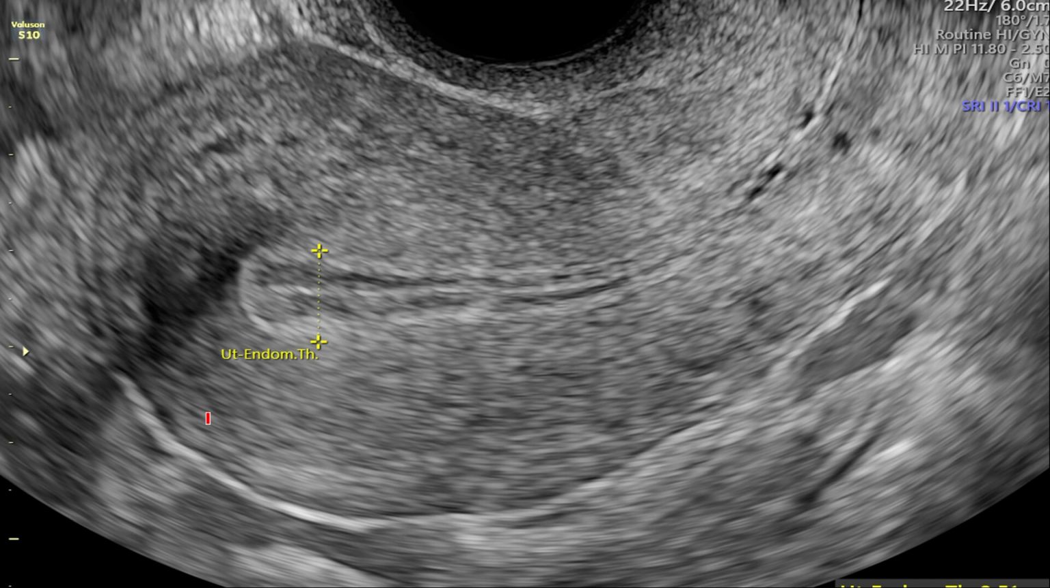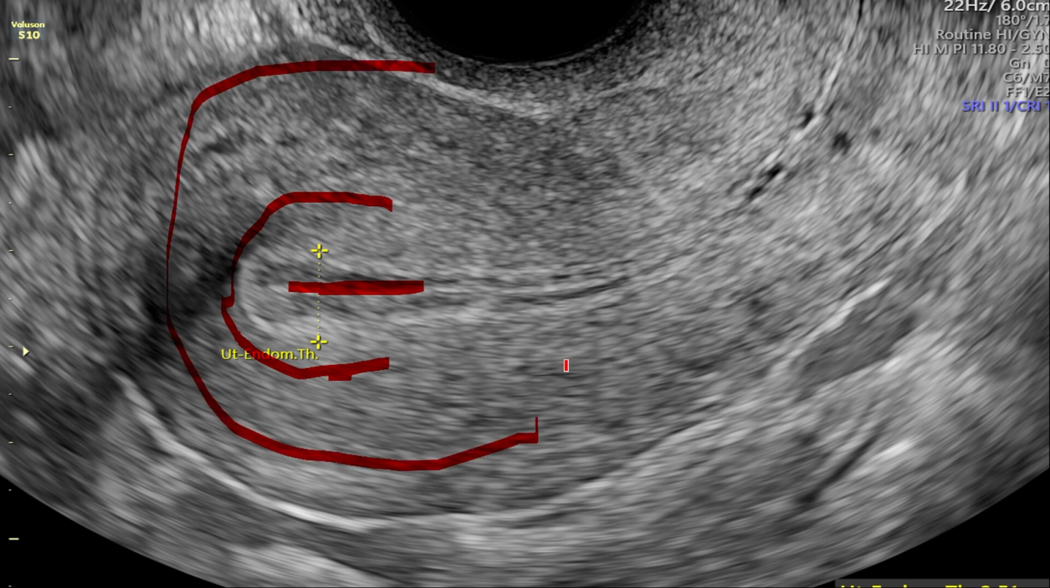So let me show you a normal ultrasound. This is a normal transvaginal ultrasound of the uterus. What you're seeing, this is the myometrium, and this is the endometrium. So the whole thing is diffuse, it's clean. There is no abnormality as such in this.